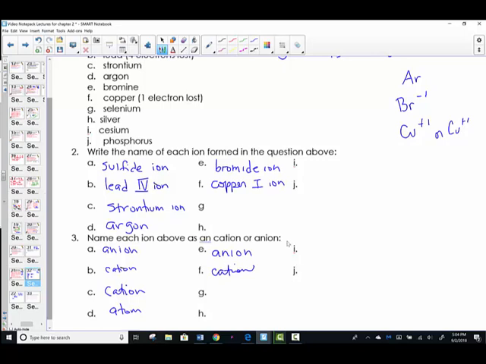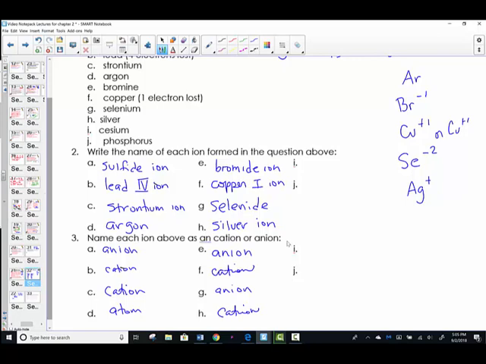Selenium, its elemental symbol is Se. It lives in group 6A, so it will carry a negative 2 charge. Since it's negative, it ends in -ide. We call it selenide. It's negative, so a negative ion, anion. Silver, Ag, and we know with confidence it's a plus 1. We do not put a Roman numeral with it because we always know its charge. Since it's positive, it's a cation.